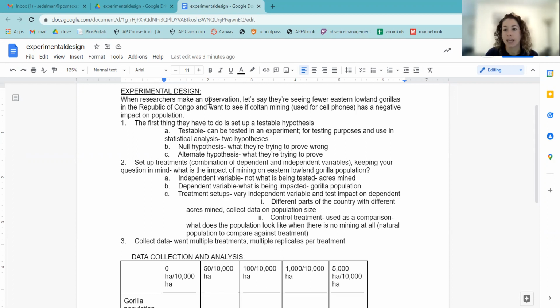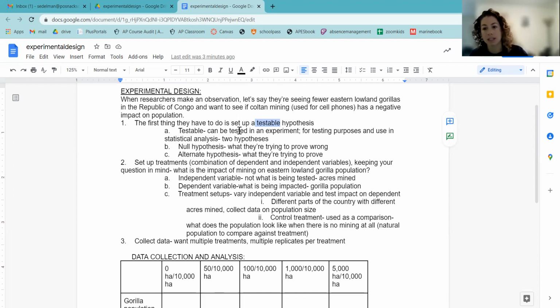So the first thing that they have to do in order to collect data is to set up a testable hypothesis. And the word testable is really important. The word testable means that they can test it, that it can be used in an experiment, that they have to be able to do it within the constraints of real life. So they have to be able to set it up and they have to be able to collect data from it. And that data, they have to be able to test it using statistical analyses.